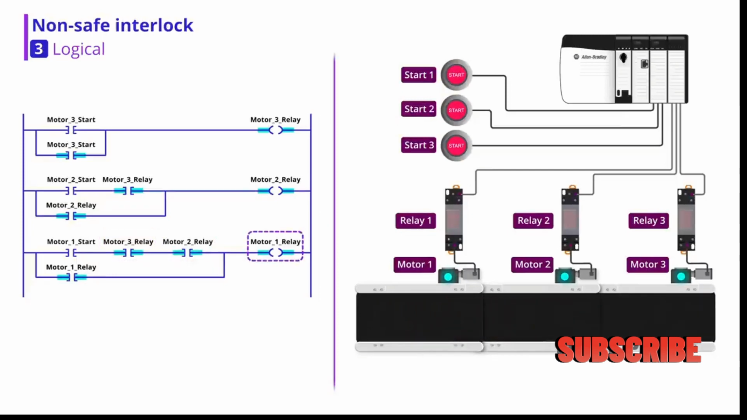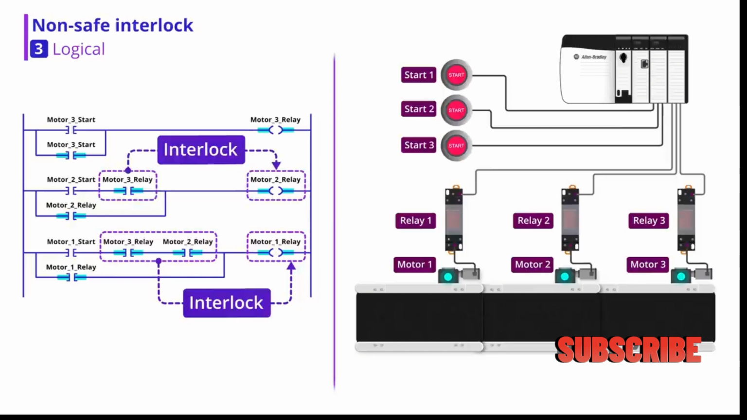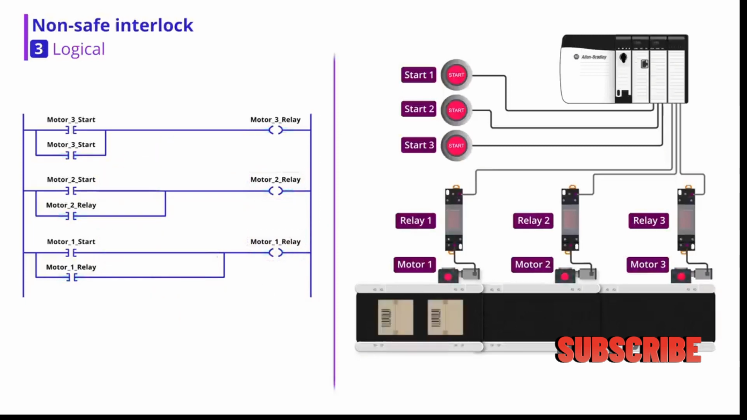So, to be able to turn on motor 1, I need to have motor 3 and motor 2 running. And to be able to turn on motor 2, I need to have motor 3 running. This means that the open contacts of motor 3 and motor 2 work as an interlock for motor 1, and the open contact of motor 3 works as an interlock for motor 2. If there were not any interlocks on the conveyors, then the running conveyors would jam the boxes regardless of whether the downstream conveyor was running or not.